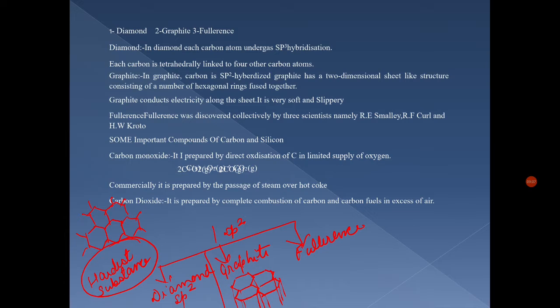The 4th electron forms a pi bond. The electrons are delocalized over the whole sheet. The electrons are mobile, and therefore graphite conducts electricity along the sheet.